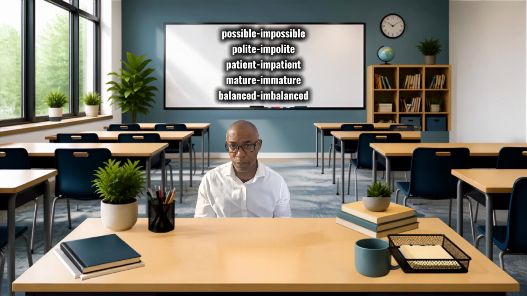Why is it impossible instead of inpossible? Here's why. Before B, M, and P, in changes to im. Examples: possible, impossible. Polite, impolite. Patient, impatient. Mature, immature. Balanced, imbalanced.